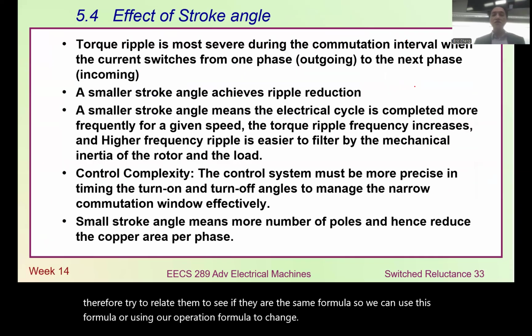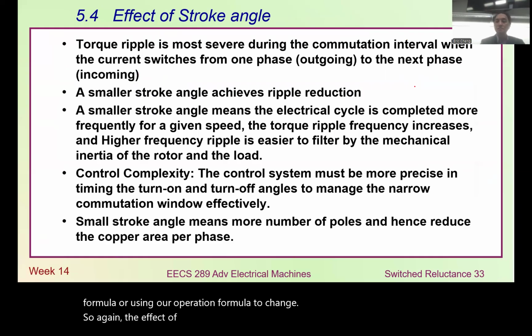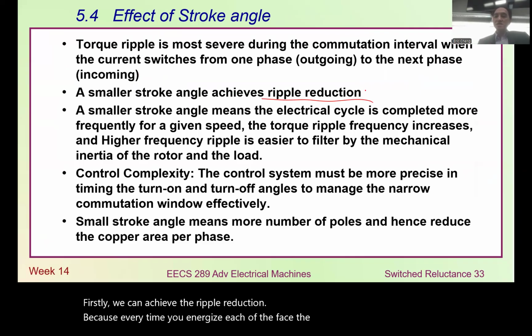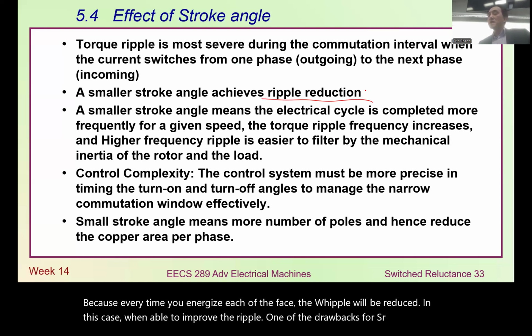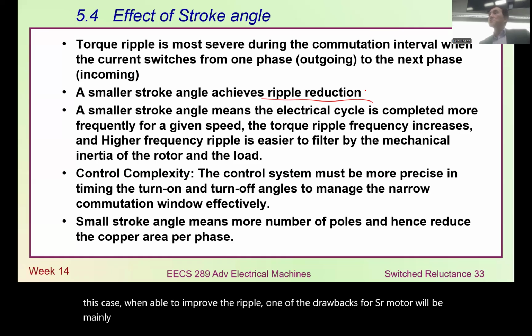So again, the effect of the stroke angle will be, firstly, we can achieve the ripple reduction. Because every time we energize each of the phases, the ripple will be reduced. In this case, we're able to improve the ripple. One of the drawbacks for the SR motor is mainly the ripple. So that's the thing we don't quite like.